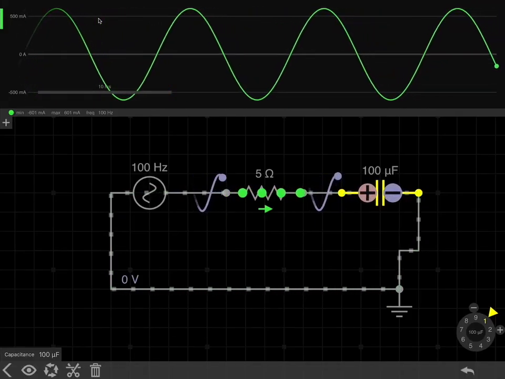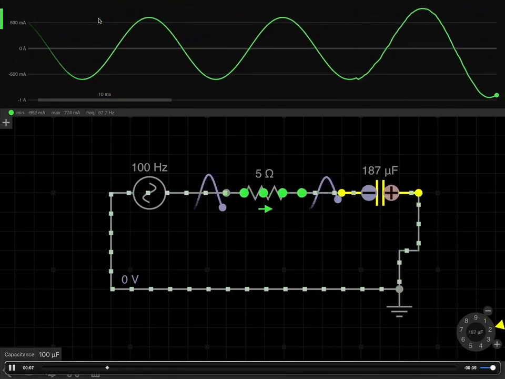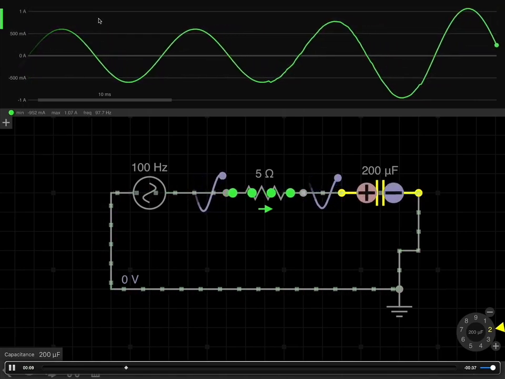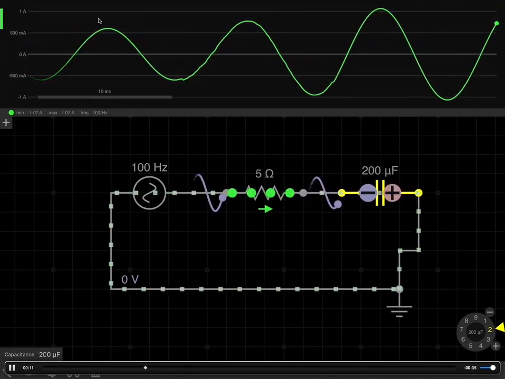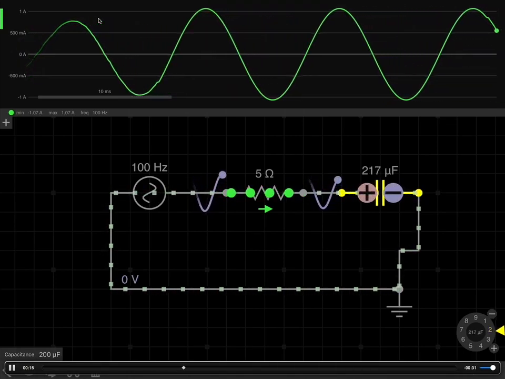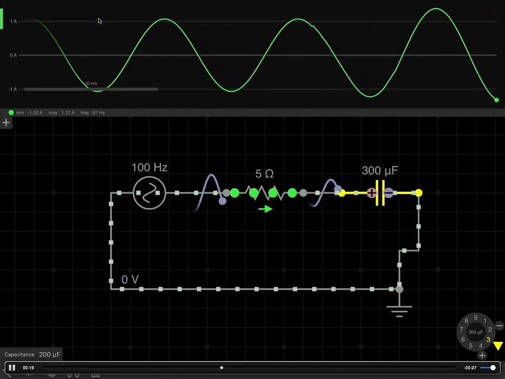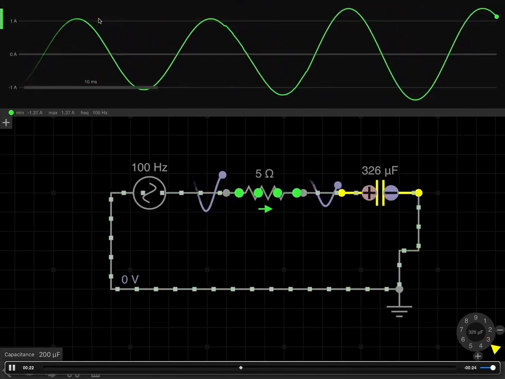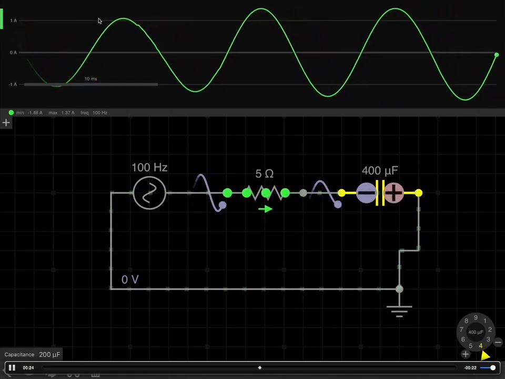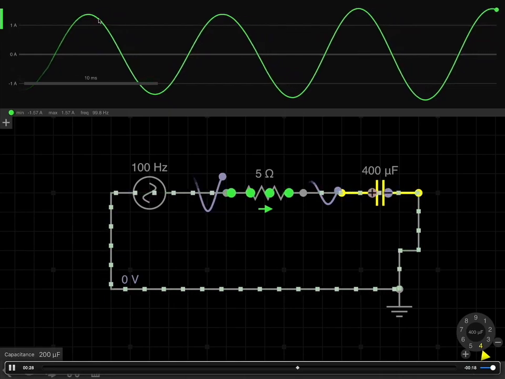Let us repeat the previous experiment where we change the capacitance and observe what will happen to the current. To make the animation less noisy, we will omit the waveforms of the voltage we discussed a minute ago. The current is shown in green color. We are going to keep the frequency of our AC source at 100 Hz and 10 volts peak. We gradually increase the capacitance.